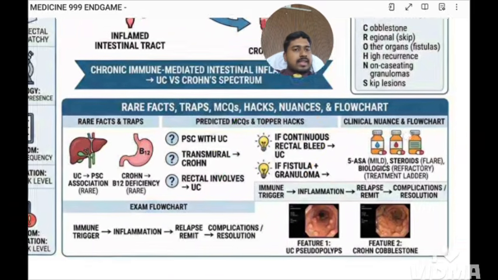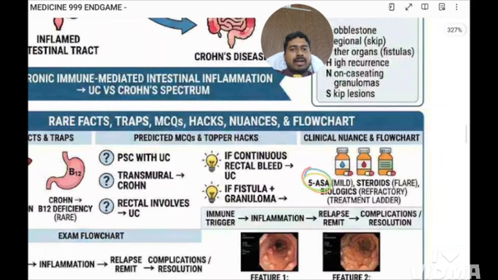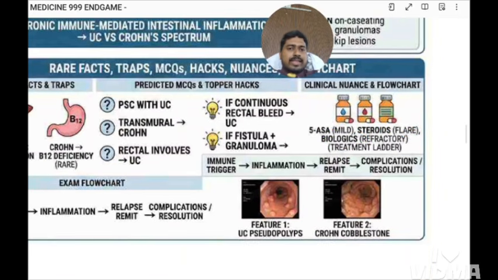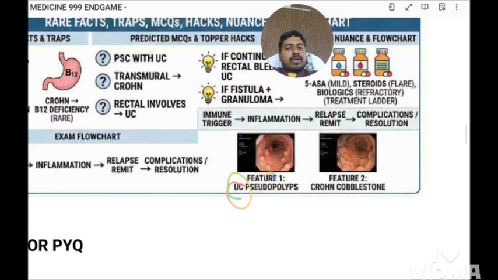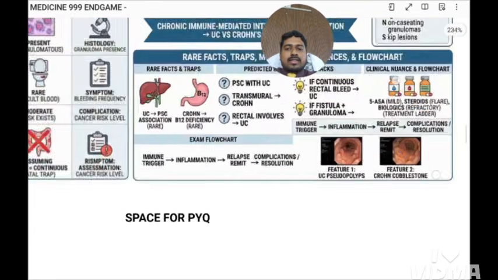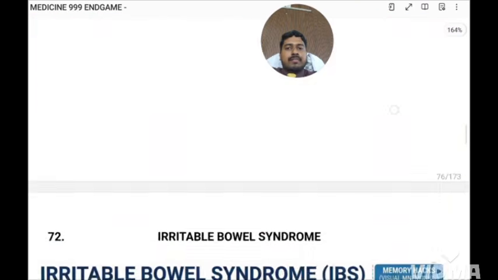Yes, everything is done. Treatment is 5 ASA in case of mild inflammatory bowel disease. In case of acute flare, we give steroids, and then we go for biologics like infliximab, a TNF alpha antagonist. Okay, so it is a step up approach. We'll start with mild and then we'll go higher. So this is ulcerative colitis where you see pseudo polyps. Okay, this is a colonoscopy image, and in Crohn's disease you will see cobblestone appearance.